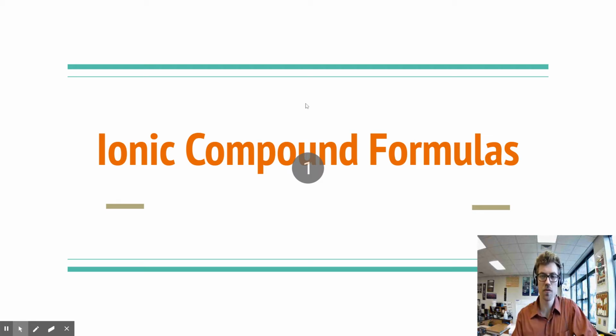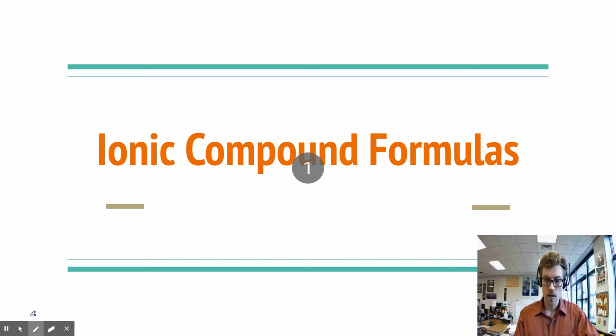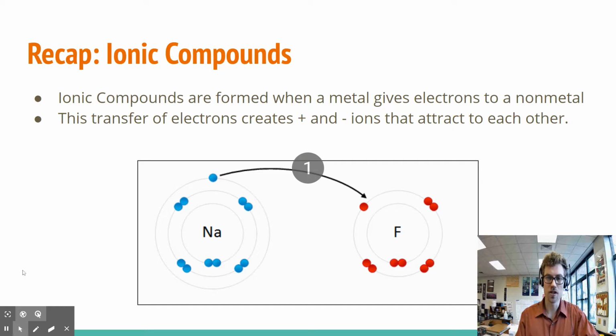Today we're going to be talking about how we write the formulas for ionic compounds. Last time we talked about how there were both covalent bonds and ionic bonds, forming molecular compounds and ionic compounds. Today we're going to be focusing on just the ionic compounds and how we write formulas for those ionic compounds. So let's hop right into it.